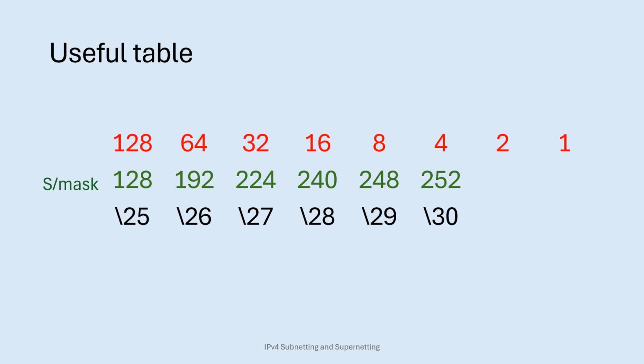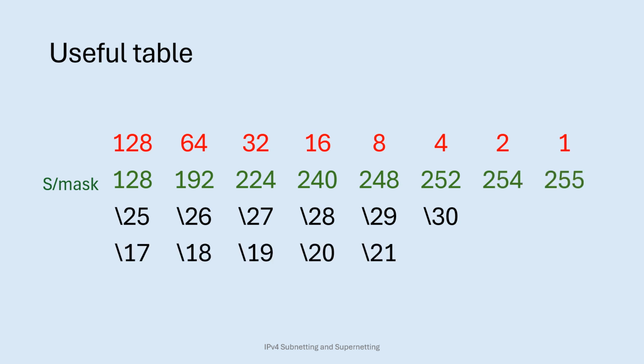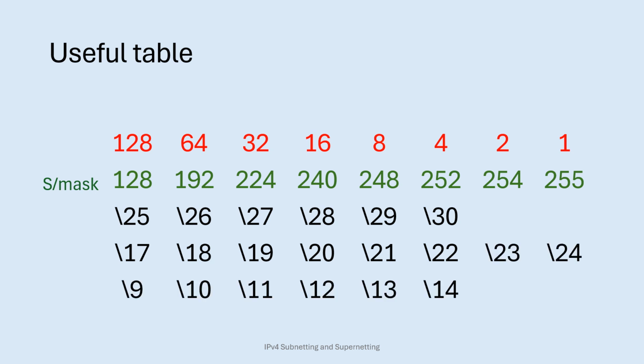Now, those black lines represent subnetting in the 4th octet. You could subnet in the 2nd or the 3rd octet, and those would be the slash notations. We will look at those briefly for supernetting at the end of the session. So that is a useful table. I would certainly recommend that you memorize the red, the green, and the first black line.